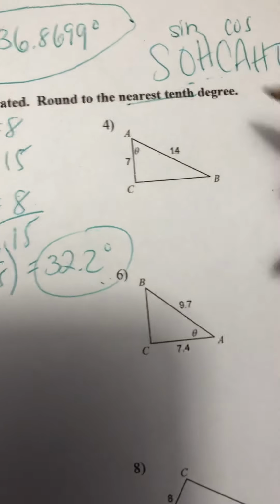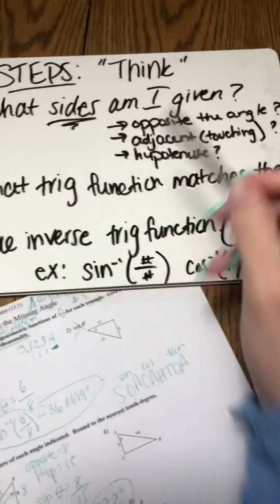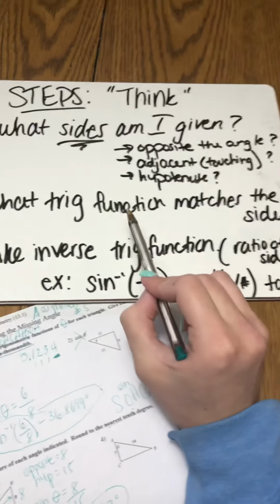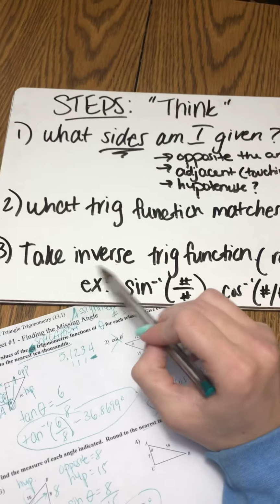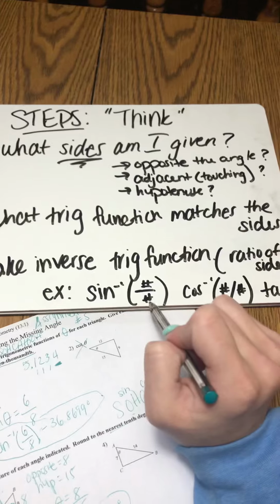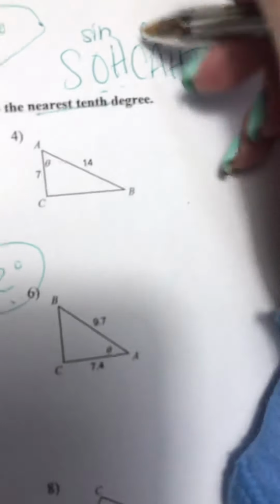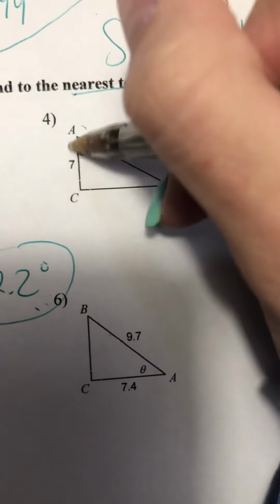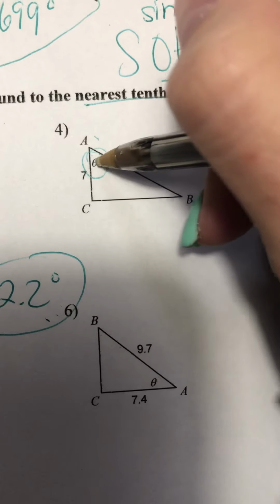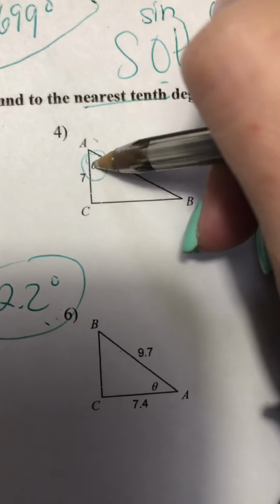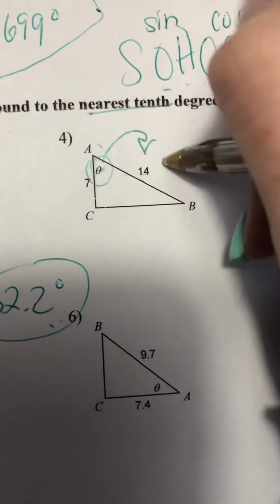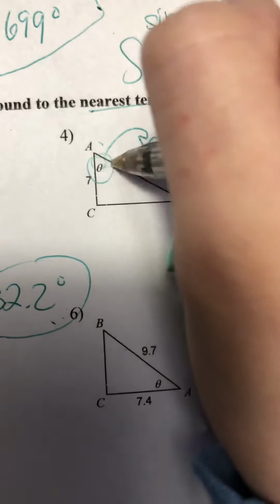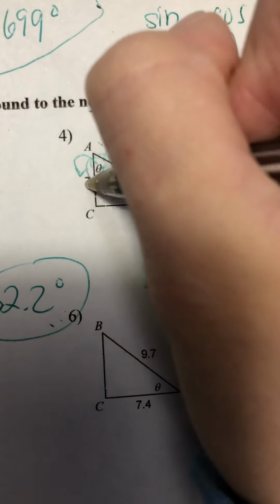Okay, let's go to the next one. Again, what sides am I given first? Then decide what trig function matches the sides. And then you're going to take the inverse trig function. So this is what I'm doing. My first step is to find out what I'm given, compared to wherever theta or the angle is. I'm given the hypotenuse. And this one's touching 7, so I'm given the adjacent side.